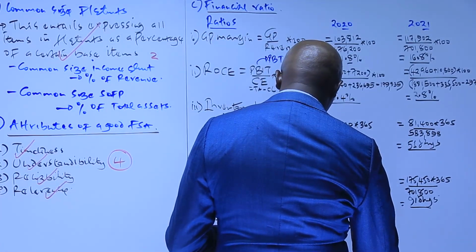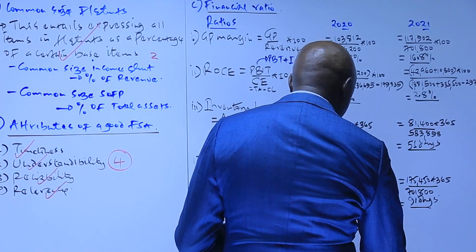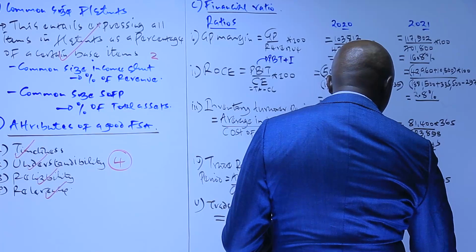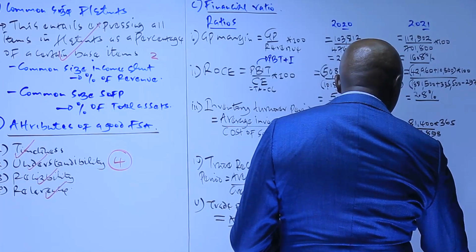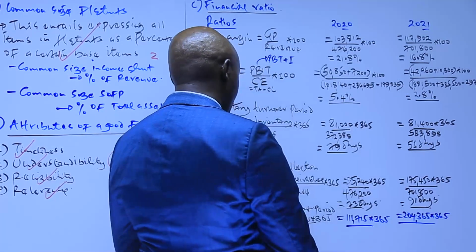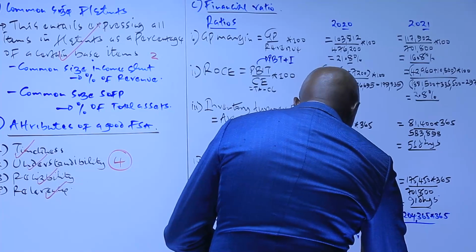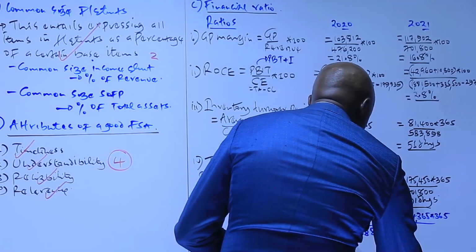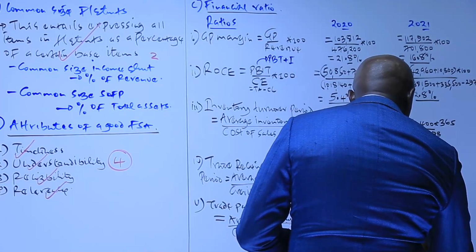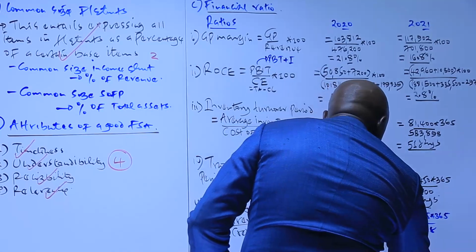So this is 111,715 times 365. Here we have 204,365 times 365, and then we divide this with the cost of sales or the purchases, which is 372,388, and then here we have 583,898, and then we get the final answers here.